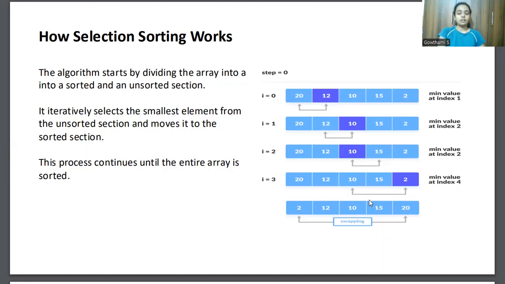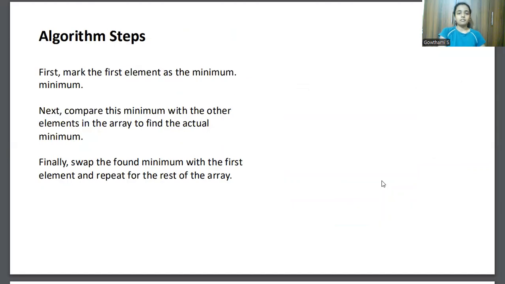Then later on, the one having the minimum will be swapped to the first position. In this case, as the comparison was done, initially the minimum was 12, then later it was 10, then again 10. When it was compared to 2, the minimum became 2. And so, as all the comparisons have been done, the 2 will be shifted to the first position. In the same way, it will be continuously done until it goes through all the iterations.